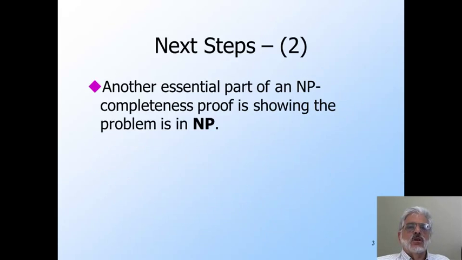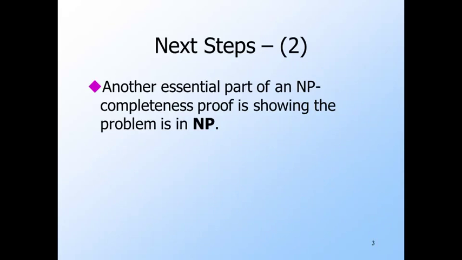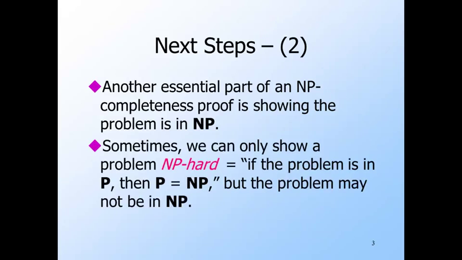Of course, if a problem is NP complete, it must be in NP. Usually this part of the proof is quite simple, since a non-deterministic polytime Turing machine can use its non-determinism to guess a solution in linear time and then check that it has guessed the solution using some polynomial amount of time. However, there are some interesting cases where we can only show a problem to be NP hard, meaning that if it is in P, then P equals NP, but the problem itself may or may not be in NP.